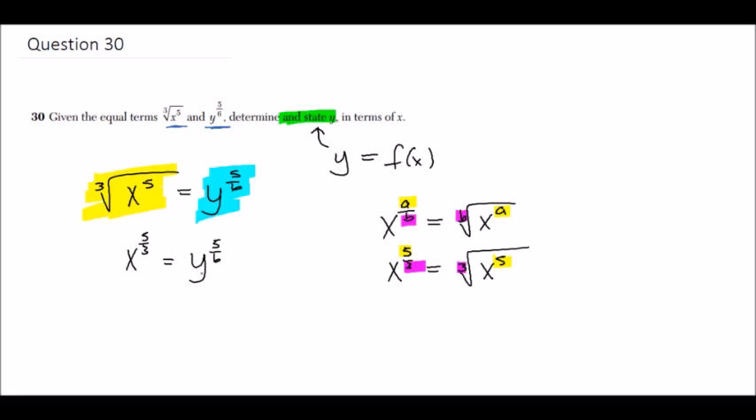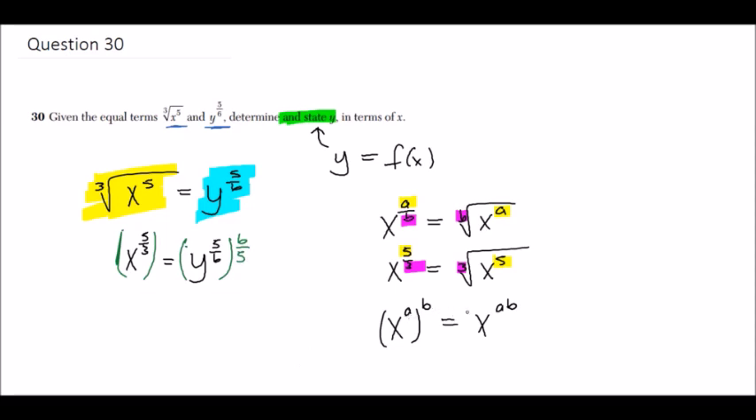Now, we want y as a function of x, so we want y by itself. Well, how can we do that if y is currently being raised to the 5/6 power? We want to remember this property. If we have x to the a raised to the b, that's x to the ab. So if I want y to the power of 1, that would give me y by itself. What do I want to multiply this 5/6 by to get 1? Well, I want to multiply it by its reciprocal, 6/5. So what we're going to do is raise this to the 6/5 power.